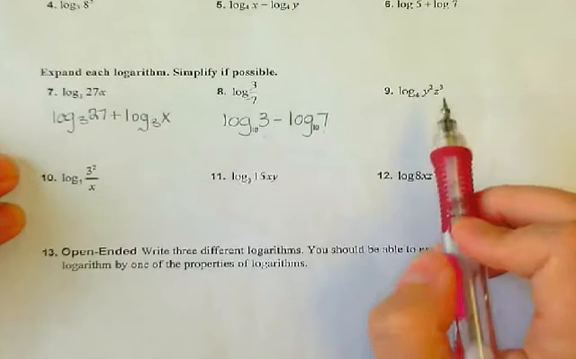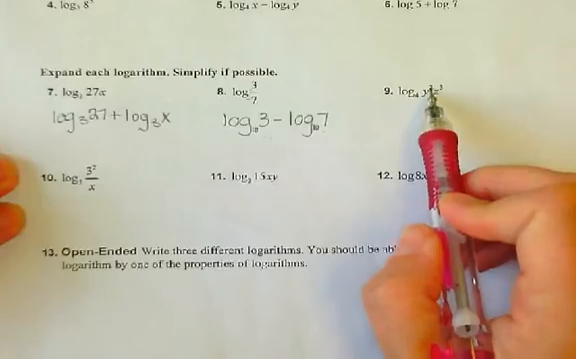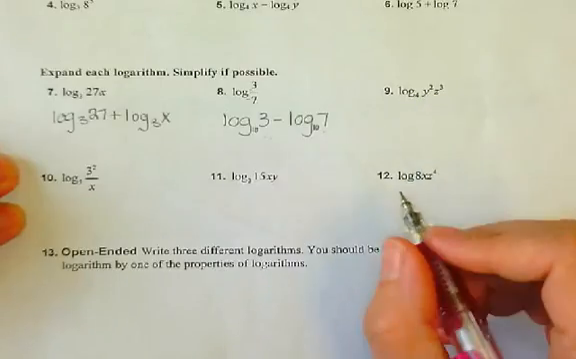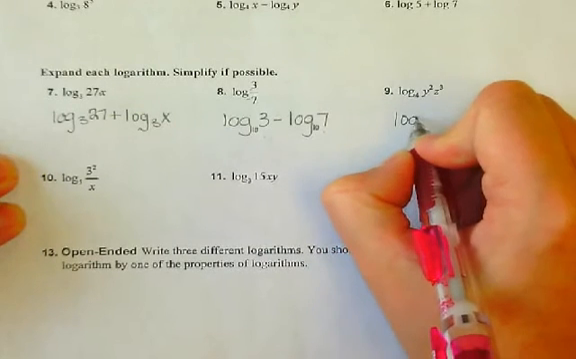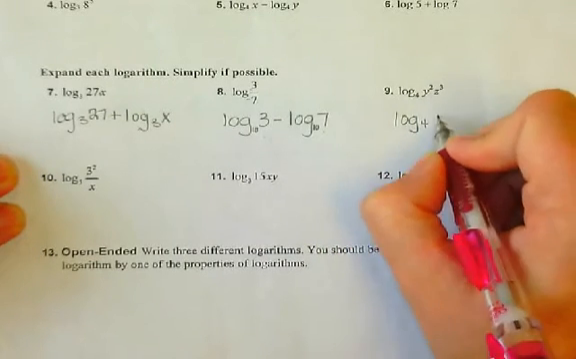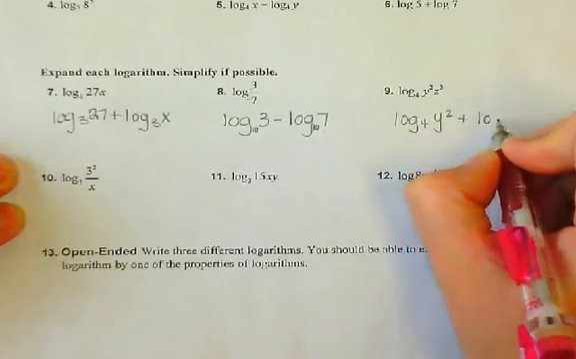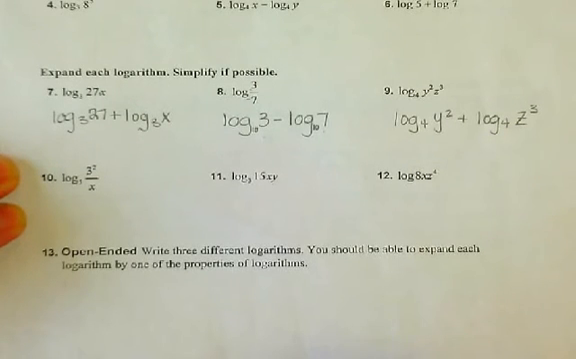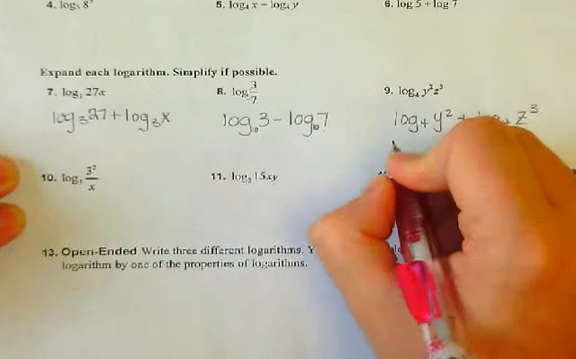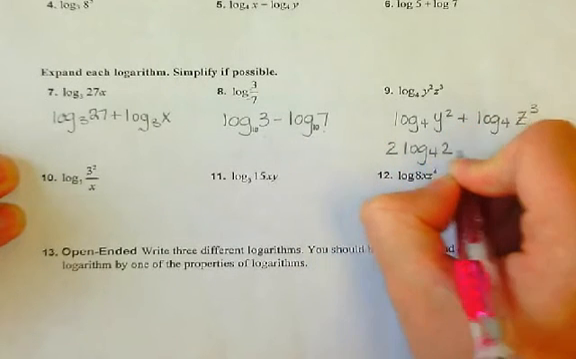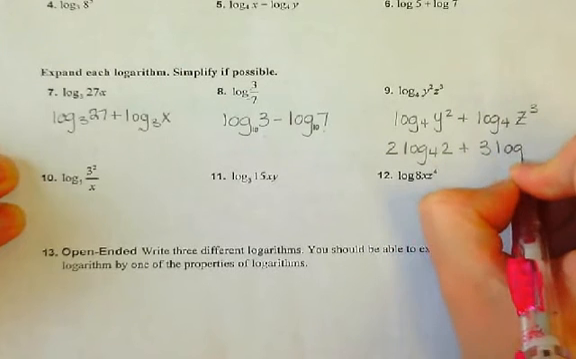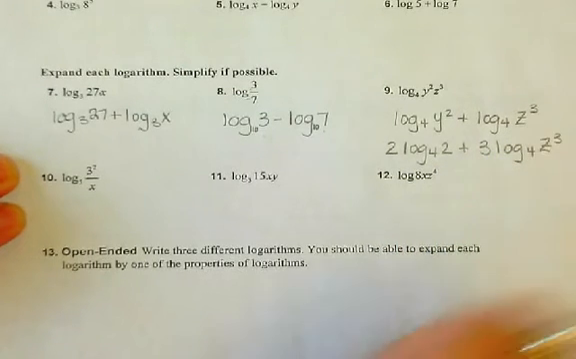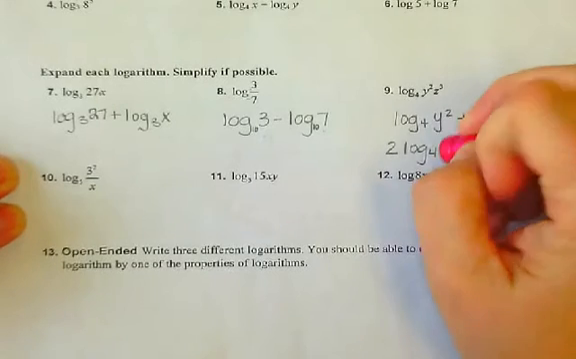With problem number 9, I have multiplication, but I also have exponents. So this is going to cause me to have an extra step when expanding. First thing that I'm going to do is expand them by writing it as addition. Now I'm going to take care of my exponents. So my exponents now get moved to the front of my log. That is my solution. This should not have an exponent, and this value should be a y. Sorry about that.